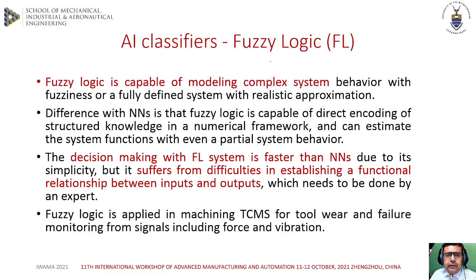Next classifier we have is fuzzy logic. This has also been studied by many researchers, and they are quite quick at decision making, fast as compared to neural networks. They are quite good, but they suffer difficulties in establishing functional relationship between input and output. This is the drawback associated with fuzzy logic.